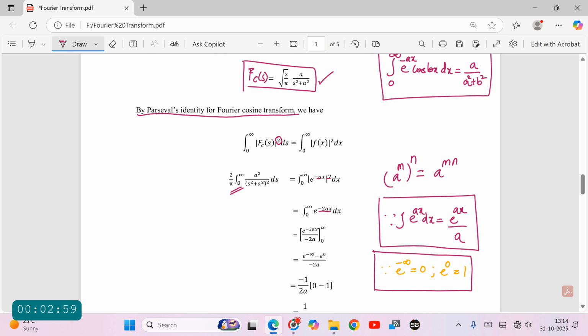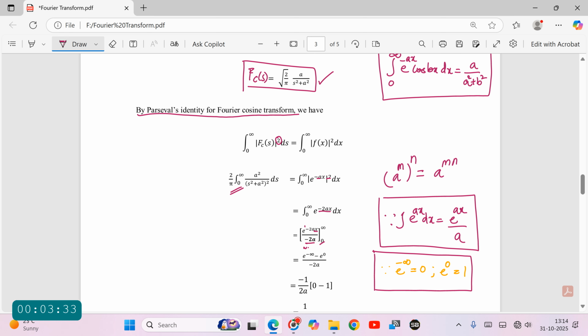Already you know the integration of e power ax. If you integrate e power ax, your answer is e power ax by a. Similarly here, e power minus 2ax dx. After the integration we get e power minus 2ax divided by the coefficient of x, minus 2a, with limits 0 to infinity. Now apply the limit in place of x. If you substitute x equal to infinity, you get e power minus infinity, upper limit minus lower limit. What is the lower limit? 0. So replace x by 0.